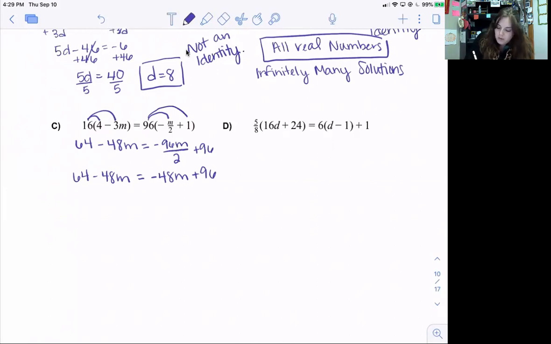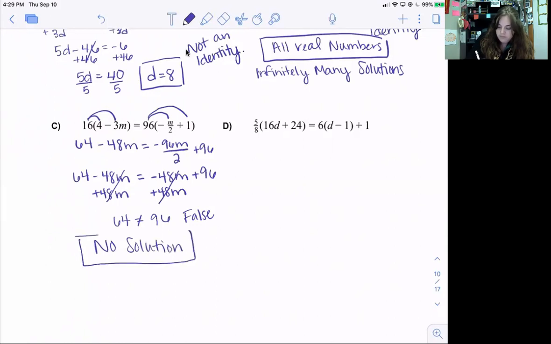Okay, so if we go ahead and add 48m to move it to the left, our variables cancel. Okay, so we're left with 64 equals 96. But we know that that's not true, right? That's false. And this is an example of no solution. Which is clearly not an identity.